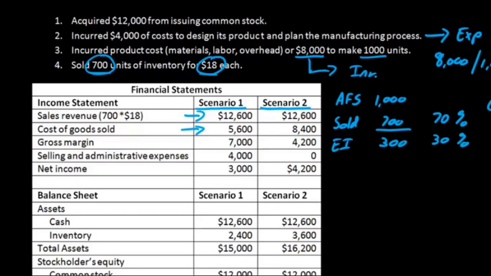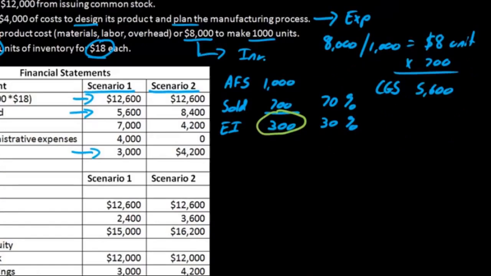And that would make our gross margin 7,000, and then we would have selling and administrative expenses. This was my upstream cost, the design and planning of the manufacturing process of 4,000, giving me net income of 3,000. Then for the balance sheet, the company would have 12,600 in cash. That's the cash it got from selling the product, assuming that all the sales were cash. And that's the inventory at 2,400. That inventory number came from the 300 units in ending inventory times $8 a unit. So it's 2,400 in ending inventory.